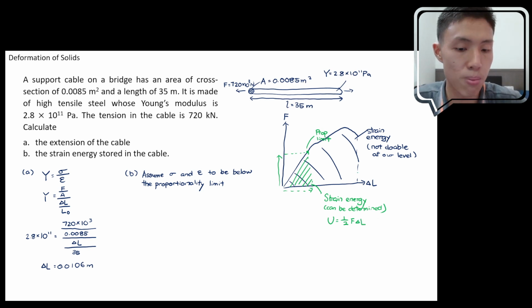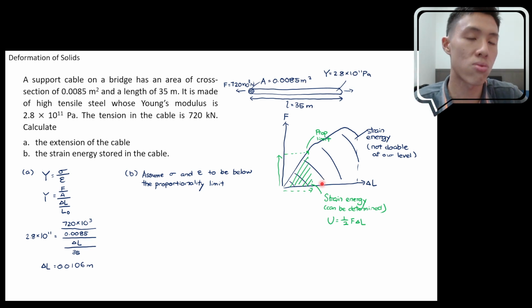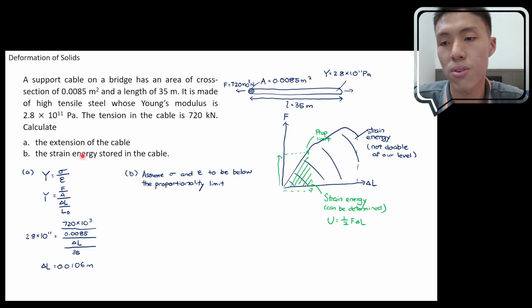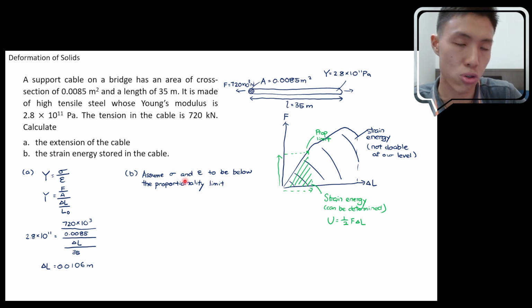Okay, it's much simpler if you keep your stress and your strain below the proportionality limit, or within the proportionality limit. Once you exceed it, then it becomes non-linear already. Then to determine the area, you have to use integration, which is out of our syllabus currently. So for any kind of situation, if we are asked to determine the strain energy, we have to make the assumption that it's below the proportionality limit.